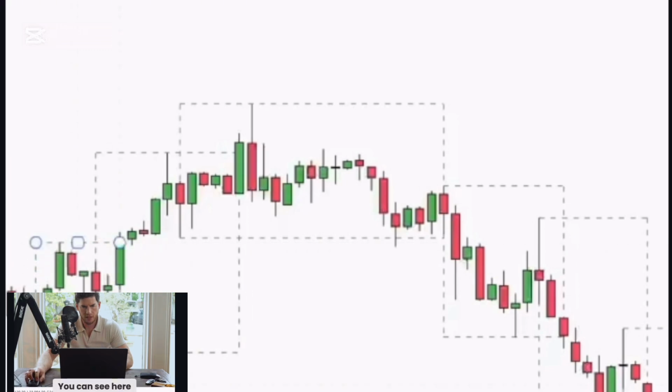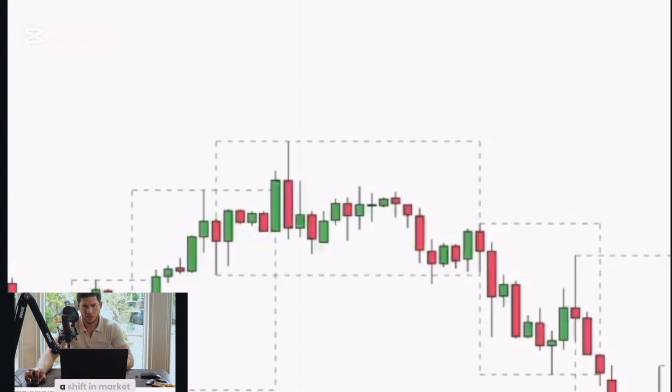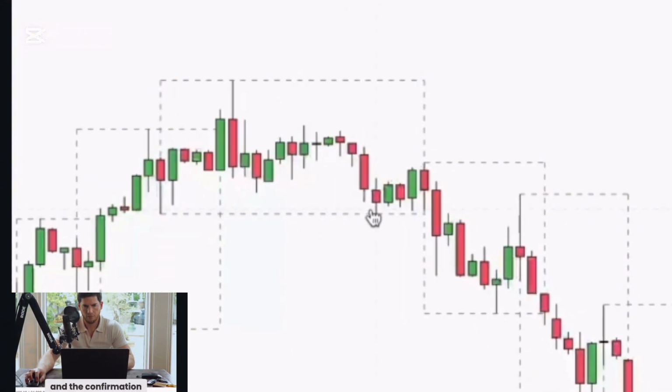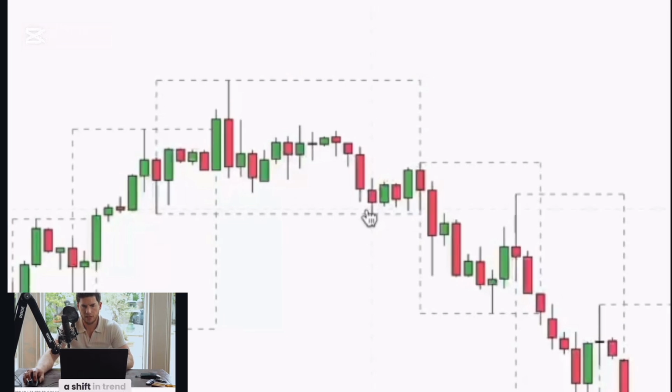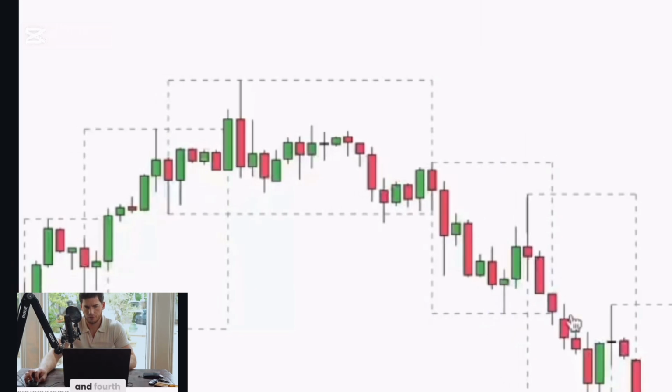You can see here that it's printing higher highs and behind it higher lows. That's how we map liquidity on a bullish trend. Liquidity is resting below each low, and when we get a shift in market structure, it takes out those lows, and the confirmation that we've had a shift in trend is that we get second and third and fourth and so on new lows going forwards.